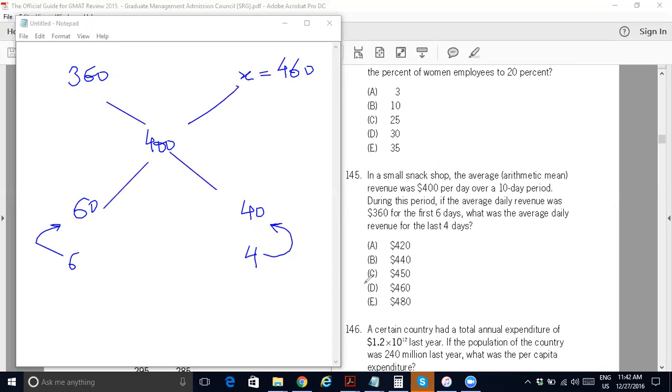Perfect. Now you won't find this method, this alligation method, mentioned anywhere in any book. But this is a damn good tool. You can save a significant amount of time.